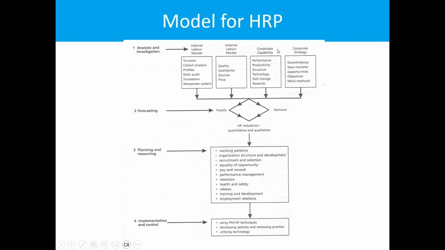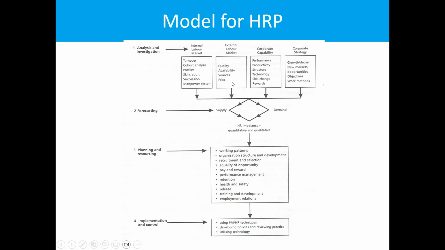Then the company's current abilities, and the corporate strategy: whether we are going to follow a growth or decay strategy in the coming 5-year period. What are the new markets that we are planning to go into, what new opportunities do we appear to have, what are the main objectives that we are planning to achieve during the coming five years, and what are the work methods that we are planning to adopt, right? These things need to be reviewed and understood. That comes under the analysis and investigation.